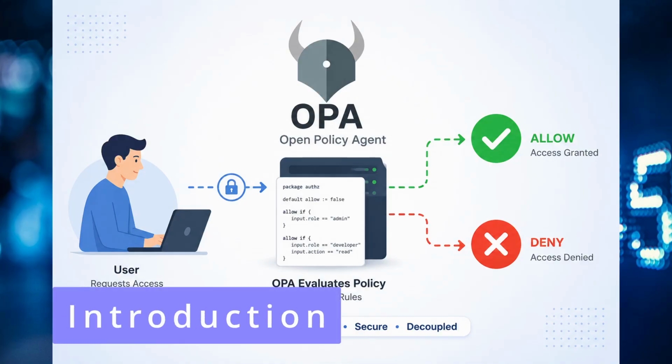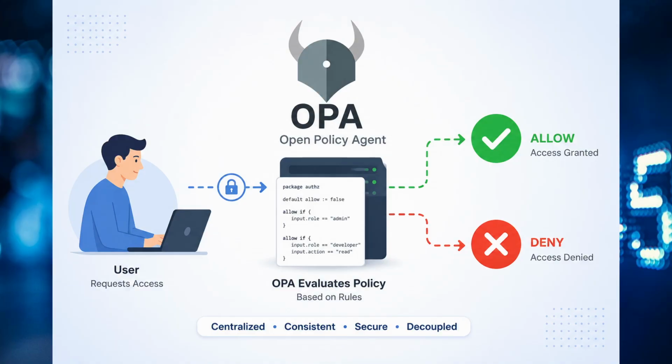Imagine you are building an application. One user is an administrator, another is a developer. How do you decide who can perform which action? Instead of writing hundreds of if else statements inside your application, you can move authorization into a policy engine. That's exactly what Open Policy Agent, or OPA, does. In this video, we'll build our first OPA policy from scratch.